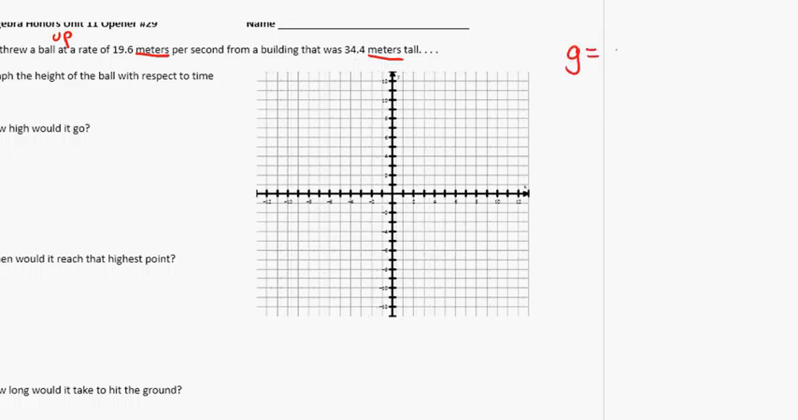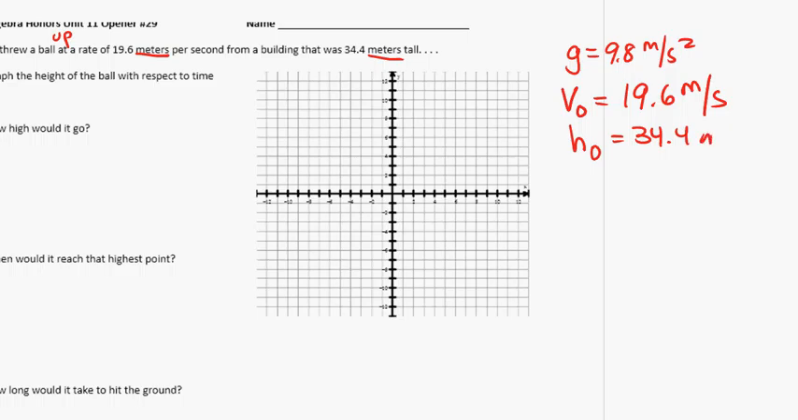Gravity in this case is 9.8 meters per second squared. Our initial velocity is upward of 19.6 meters per second. Our initial height is 34.4 meters. So that's all I need to know to solve this problem. So let us graph it.